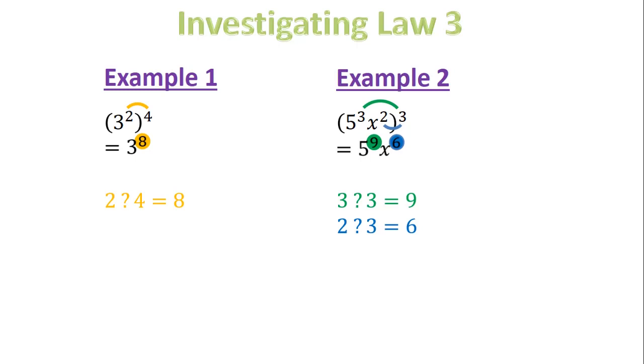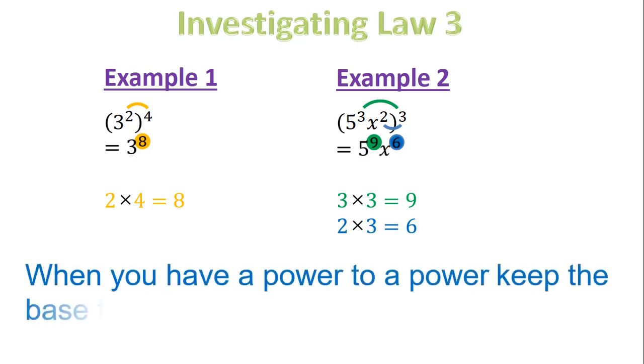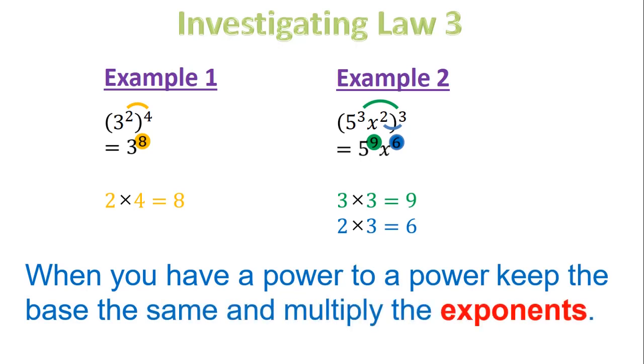Hopefully you can see that 2 times 4 gives you 8, 3 times 3 gives you 9, and 2 times 3 gives you 6. And so that is our law. Let's have a look. When you have a power to a power, keep the base the same and multiply the exponents.